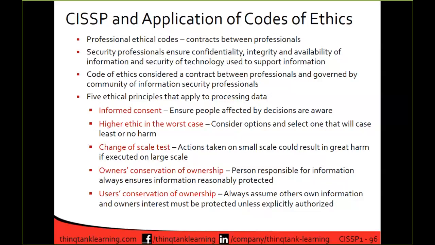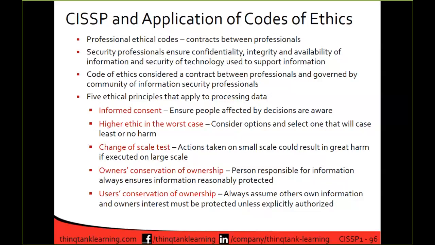Change of scale test. Actions taken on a small scale could result in great harm if executed on a large scale. We call that the avalanche effect. We see this in cryptography as well. A small change could potentially result in a big impact if it's applied on a larger scale.